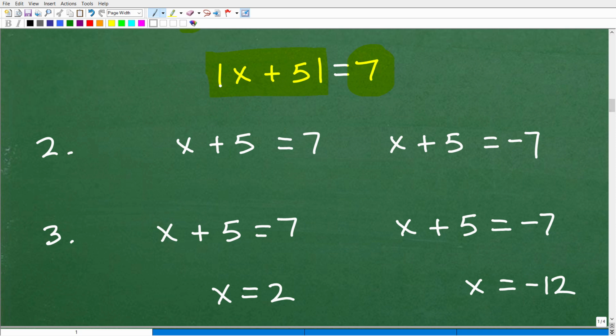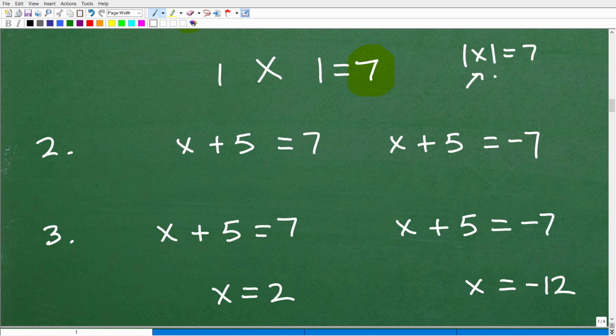Well, let's take a look at this absolute value. Okay, so the absolute value of x plus 5 is equal to 7. Now, I'm going to erase this right here and put in one big X. I'm thinking the absolute value of something is equal to 7. Let's go back to this equation. The absolute value of what number is equal to 7?